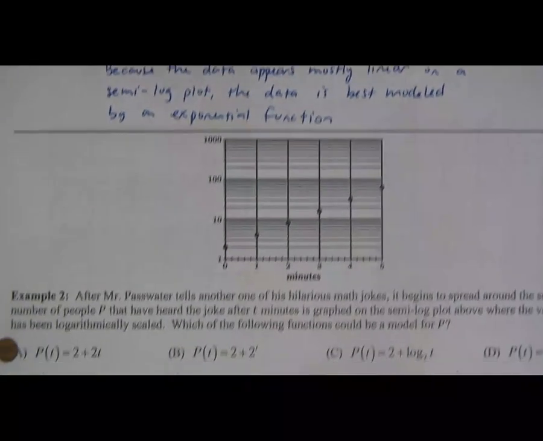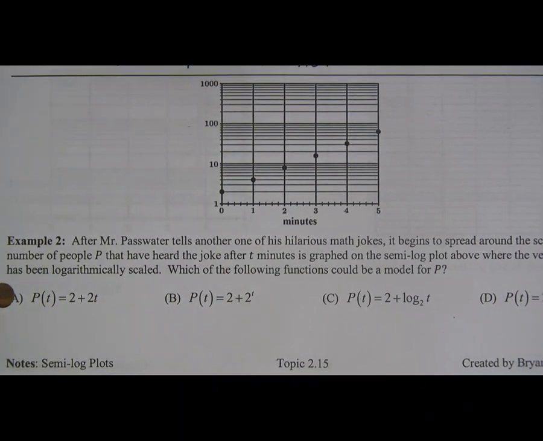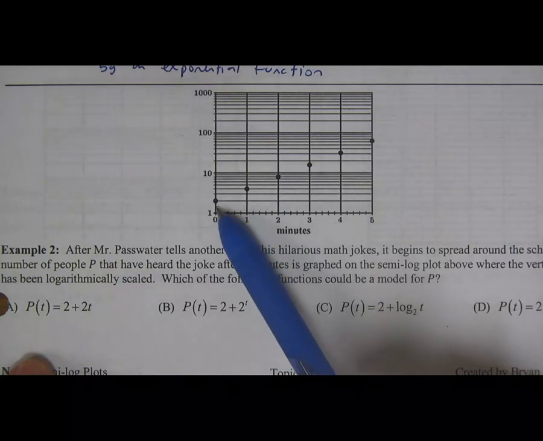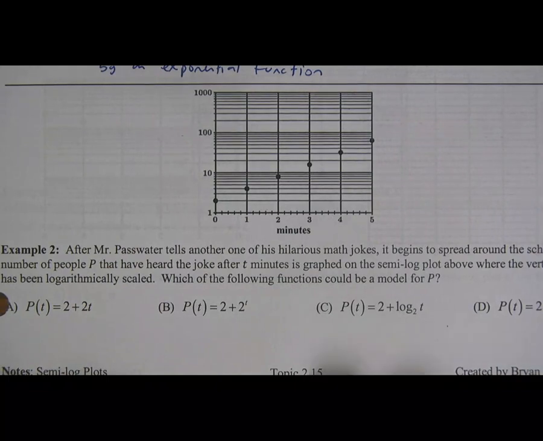Let's look at example 2. After a teacher tells a joke, it begins to spread around the school. The number of people that have heard the joke after t minutes is graphed on the semi-log plot, where the vertical axis has been logarithmically scaled. Which of the following functions could be a model? So here's what your thought process should be as a student. I notice that it's mostly linear on a semi-log plot, so I need to pick the answer choice that's an exponential graph.